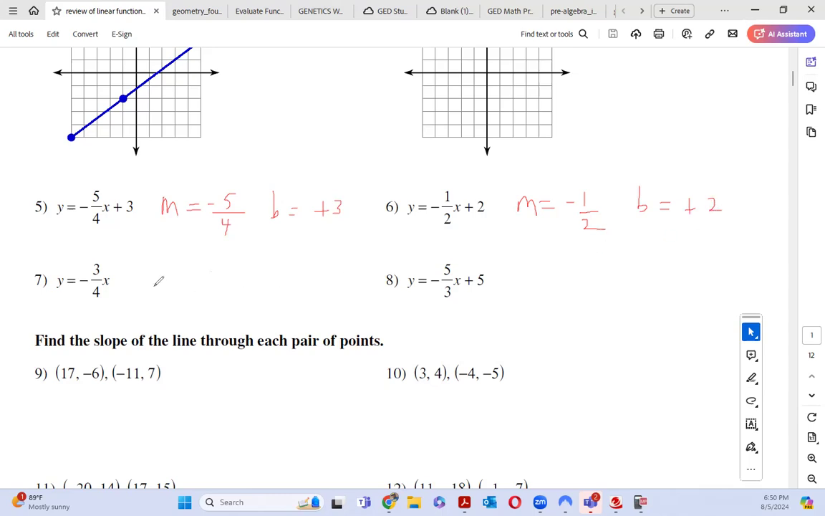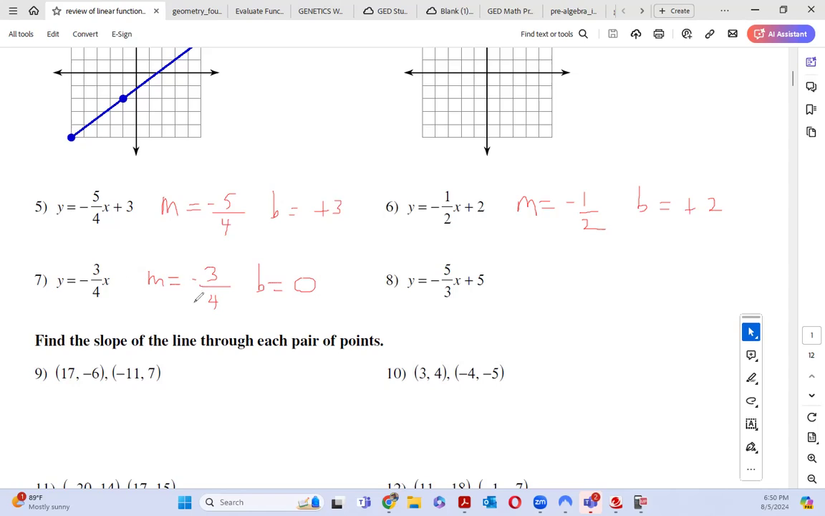Someone new for number 7. What is the slope of number 7? Slope is -3/4. What's the y-intercept? Is it 1 or 0? No, 0. Why would you say 1? Do you see +1? I see the x, but there's nothing there. So nothing was there. I was saying 1 in my head too.